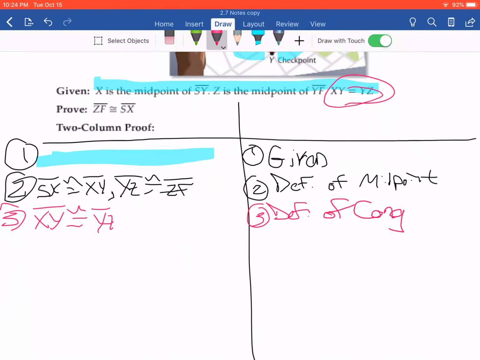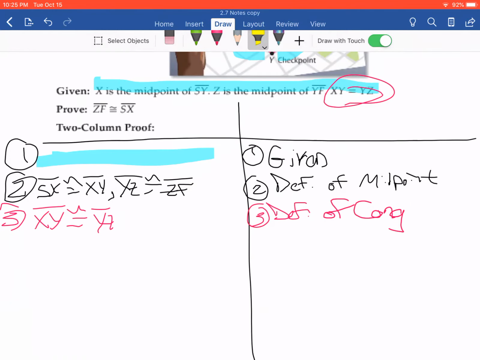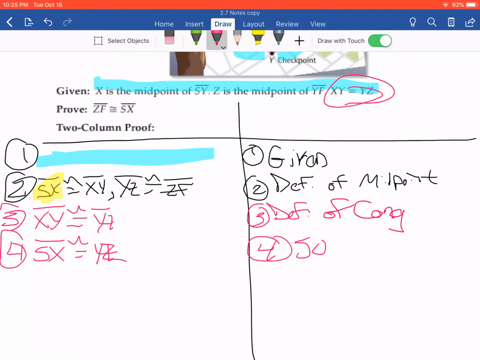Then we take a look, hopefully we can see some substitution here. If we take a look at our previous step, we see that SX is congruent to XY. So we're going to substitute in step 4 SX in for XY. So now I can say that SX is congruent to YZ, and that is by substitution.